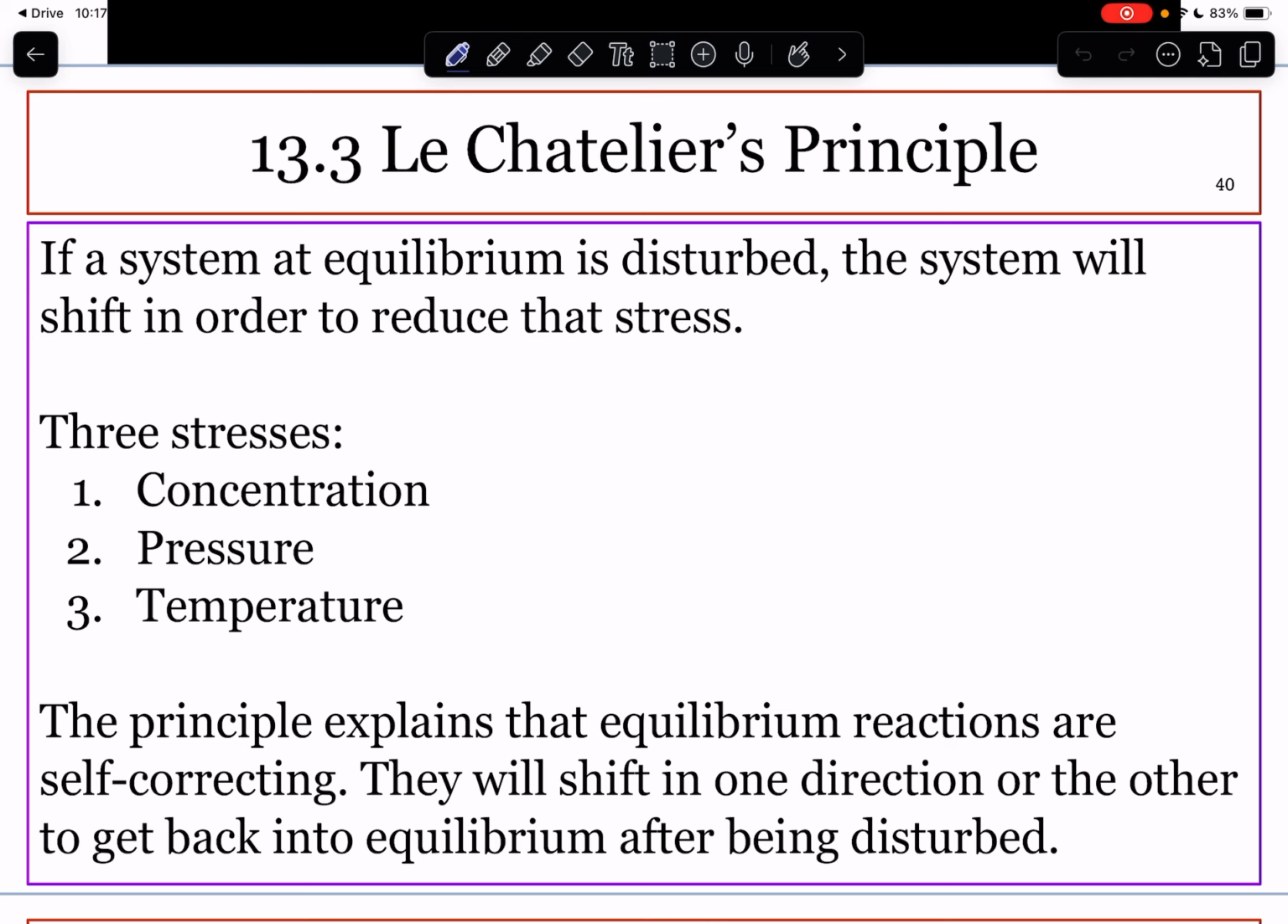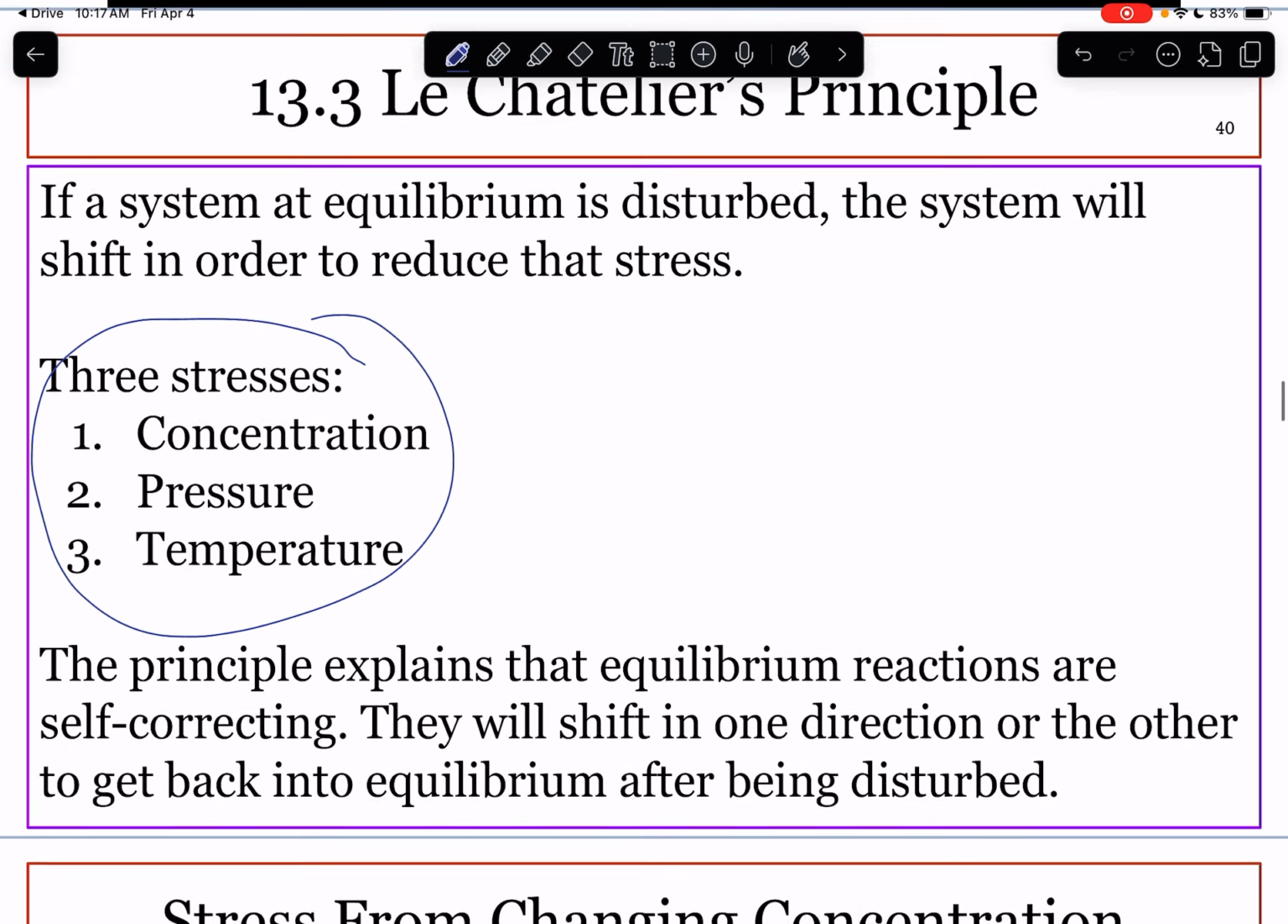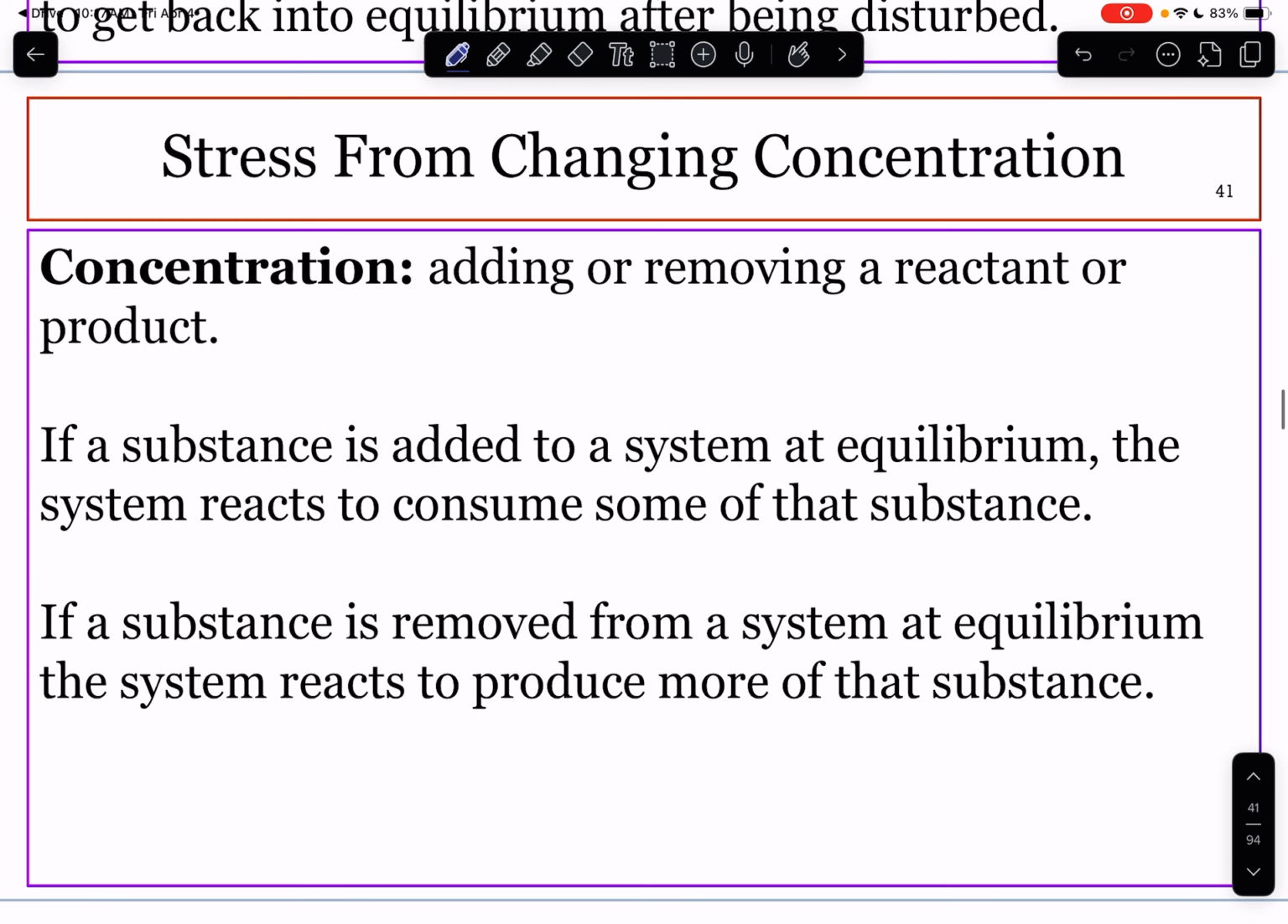We are going to look at each of these three different stresses that can be applied to any system at equilibrium. The first one we're going to look at is concentration. Concentration means molarity, which is the moles per liter. It's the amount of the substances that we have in the system. So when we stress the equilibrium, we are either adding or removing a reactant or a product.